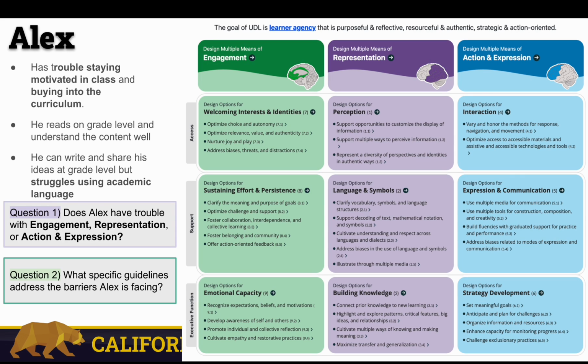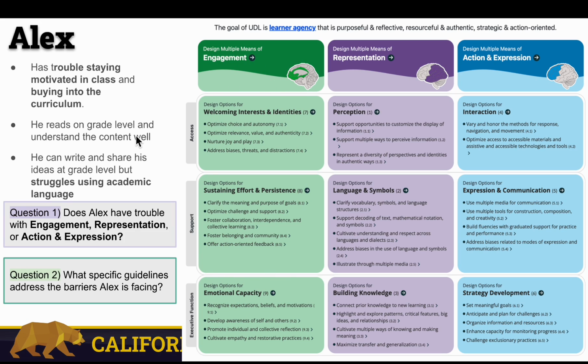Now, if I look at this through the lens of UDL, it says he has trouble staying motivated in class and buying into the curriculum. Well, that definitely means that he has some challenges with engagement. Could it be that he needs his interest and identity welcomed within the lesson? Does he need support with sustaining effort and persistence? Does he have challenges or barriers related to emotional capacity? That would generally fall under engagement.